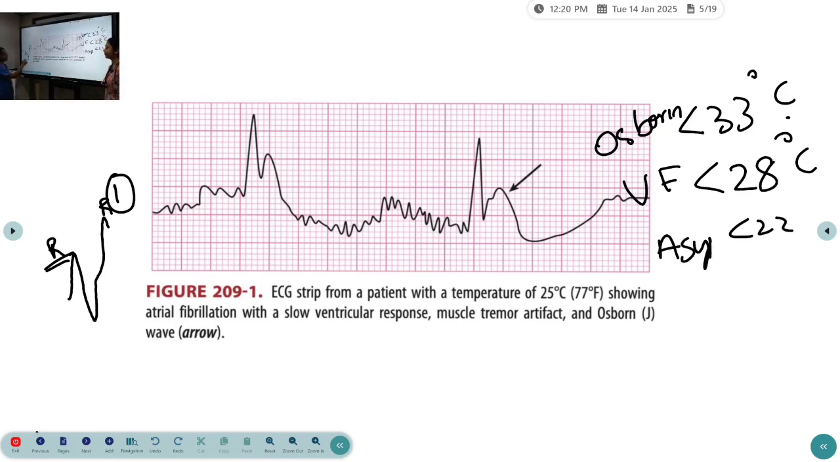Okay. So here in this ECG, the usual findings like AF can be seen, and also muscle tremor artifact is usually seen when the patient is having hypothermia with Osborn waves. Okay. Other than Osborn, any other changes?